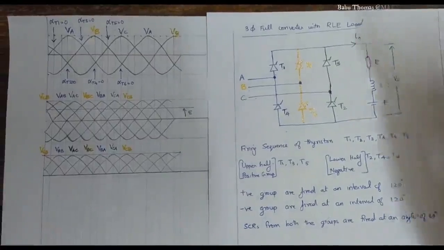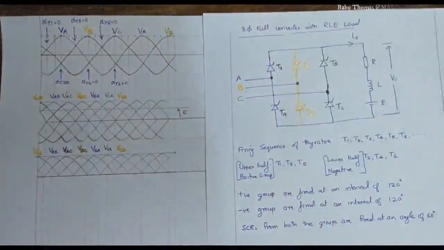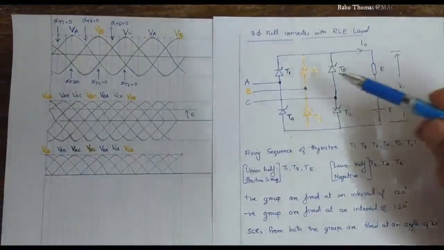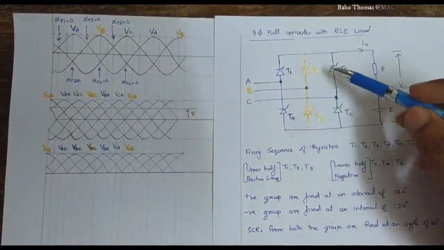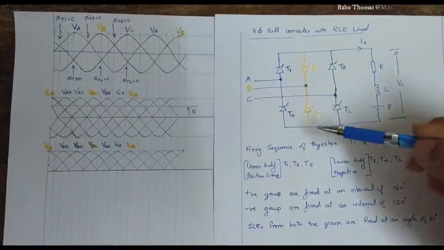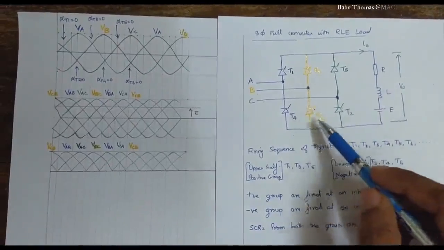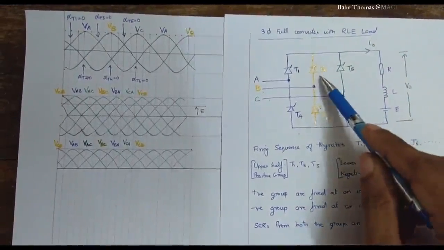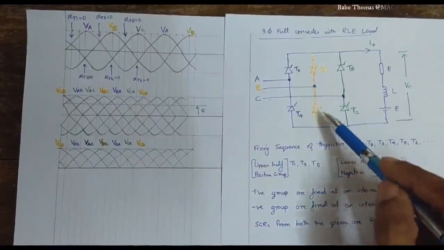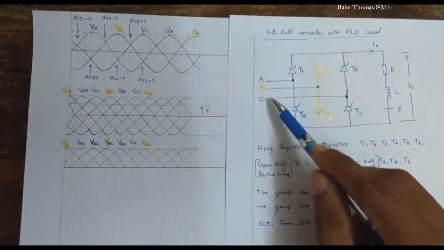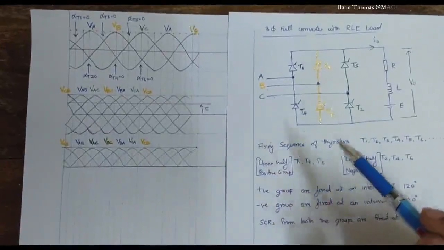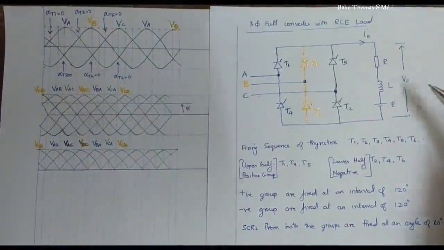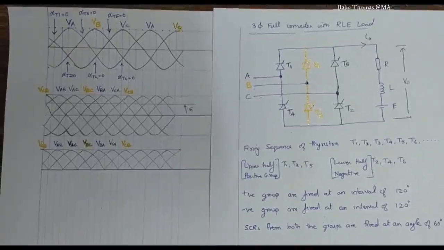Now we are going to discuss a three-phase full converter with an RLE load. We have 6 thyristors from T1 to T6. The positive group of thyristors, or the upper half thyristors, are T1, T3 and T5, and the lower half thyristors, the negative group, are T2, T4 and T6. So the naming convention of the thyristors is T1, T2, T3, T4, T5 and T6. We are connecting the three-phase supply A, B, C to the input, and we have our load. It is an RLE load, and the voltage V0 is the output voltage across the load.